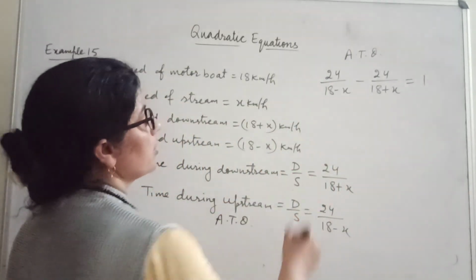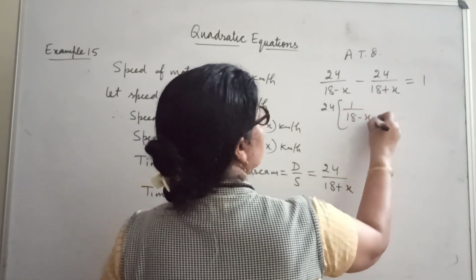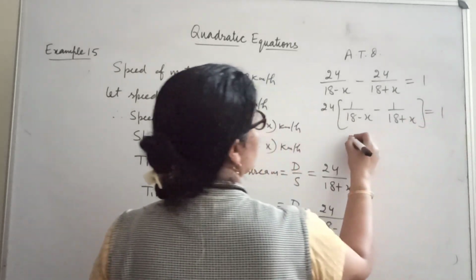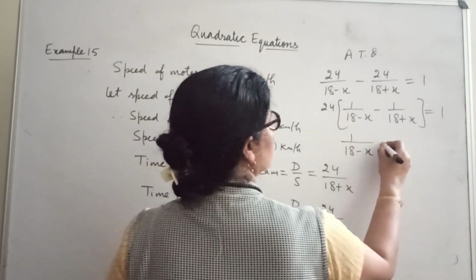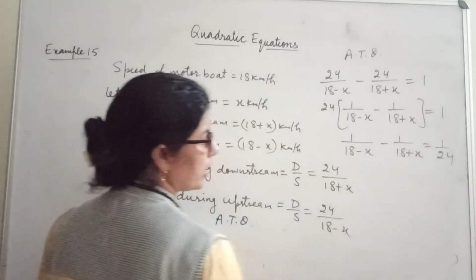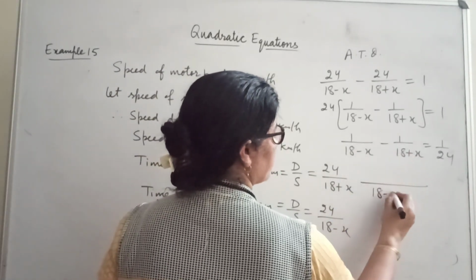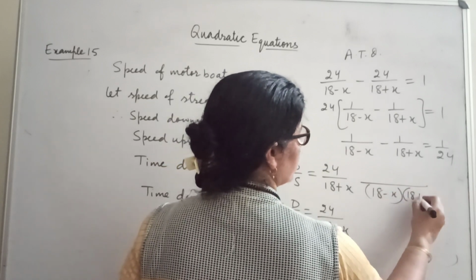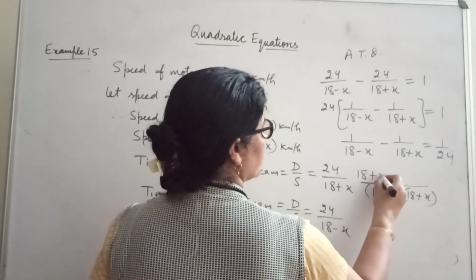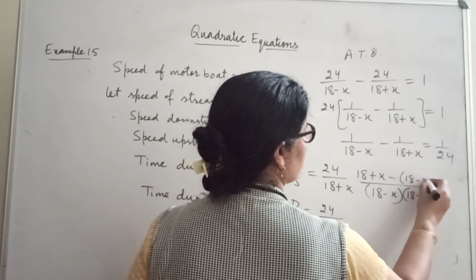Now we will solve it. You can take 24 common. What will come? 1 by 18 minus x minus 1 by 18 plus x is equal to 1 by 24. Now take LCM. Both are different, so the LCM will be their product. When you divide by this, 18 plus x into 1 means 18 plus x. 18 plus x cancels. 18 minus x we will write in bracket.